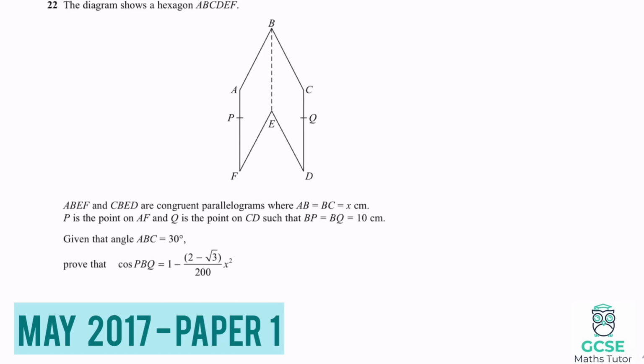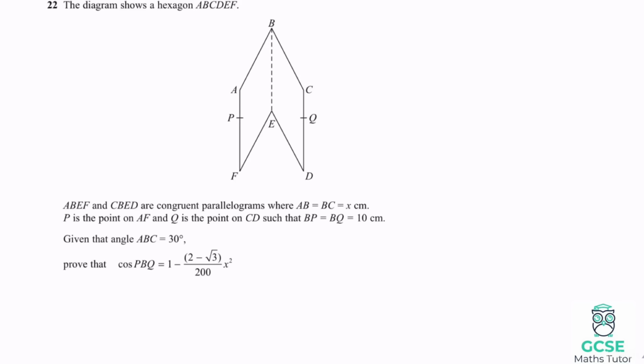Okay, so there's quite a lot of drawing going on in this one. We've got two congruent parallelograms, and it says AB and BC are both equal and they equal x. So that's this length here and this length here. We'll call those both x as it's asked us to do that. It then gives us some more information.